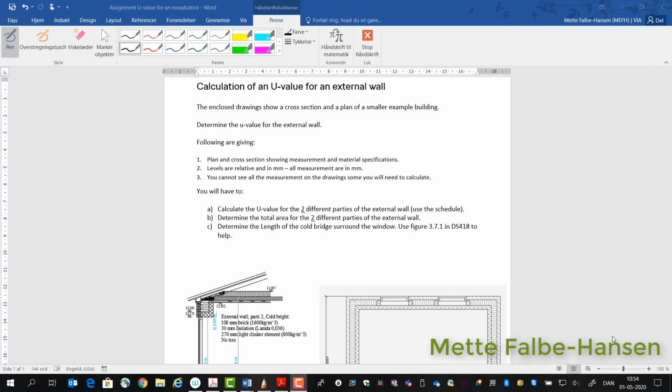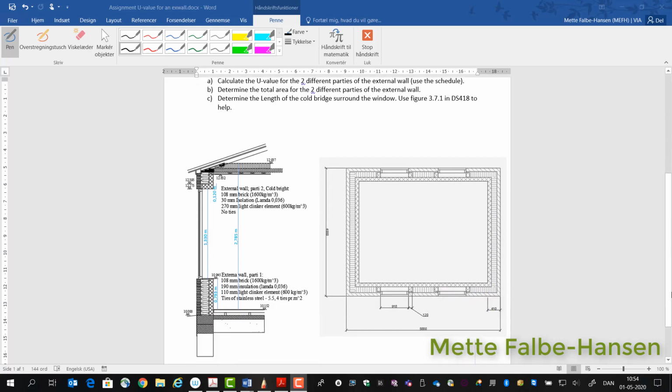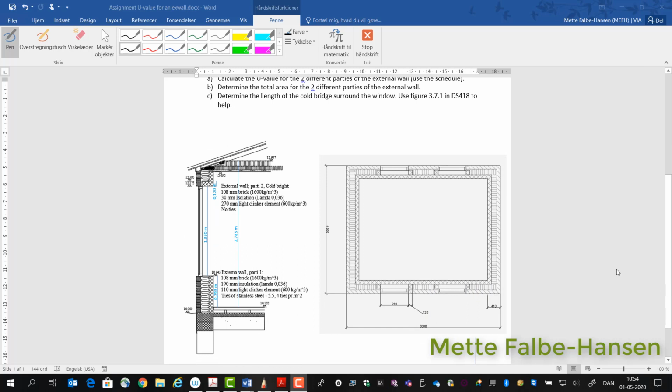Hello, in this video I will explain how you calculate a U-value for an external wall where you have a cold bridge. You can see I have the drawing of the wall here, a cross section of the wall, where I show the two different kinds of wall types I have. I have the main wall where I have a lot of insulation, and then above the window and at the side of the window I have a cold bridge where I have less insulation.